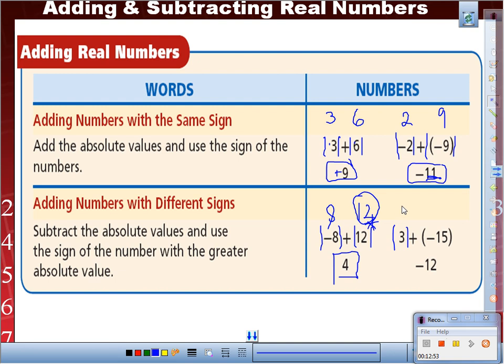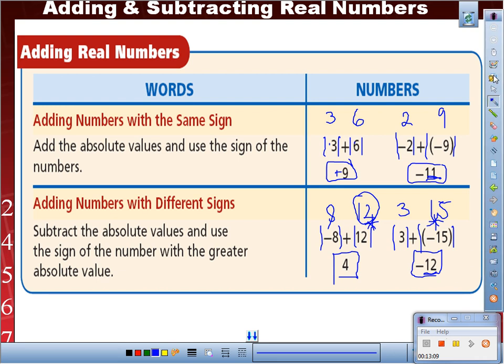Look at this one. Absolute value of 3 is 3. Absolute value of negative 15 is 15. Since they're opposites, subtract. That's 12. But what is the greatest absolute value? 15. What was the sign on that one? Negative. And that's how you use absolute values.